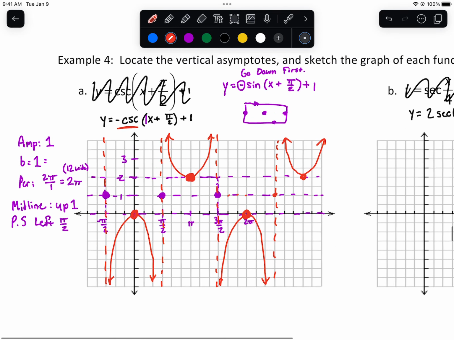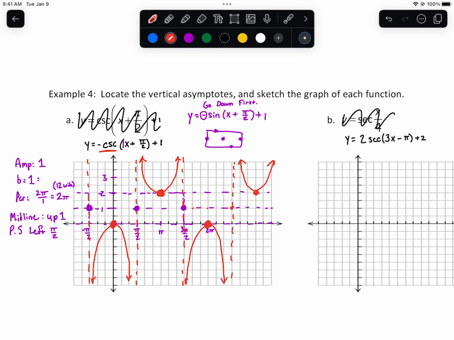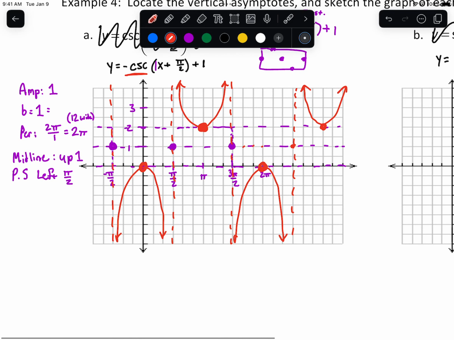And that should be it right there. Okay, I guess let's go ahead and stay consistent here. Let's go ahead and get the vertical asymptotes. They're at kind of different spots, so you just really got to look at each individual graph to get them. But I guess the first vertical asymptote that I see is at pi over 2.